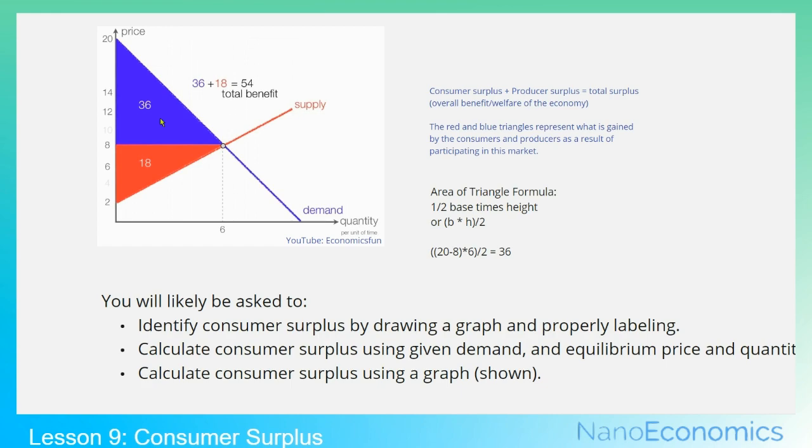So we've got a total consumer surplus of $36, for example, because there were 6 sold, and the maximum any consumer was willing and able to pay would have been $20. That's where the demand curve originated. But all consumers paid $8.